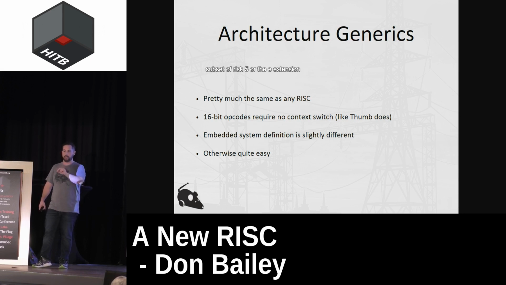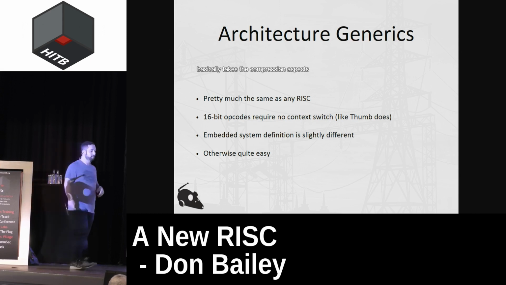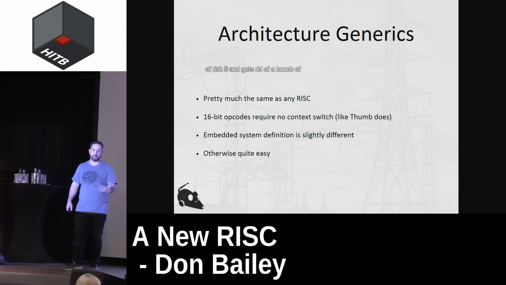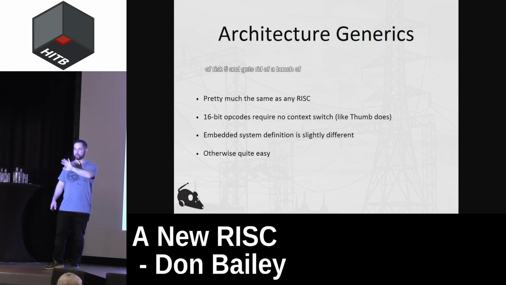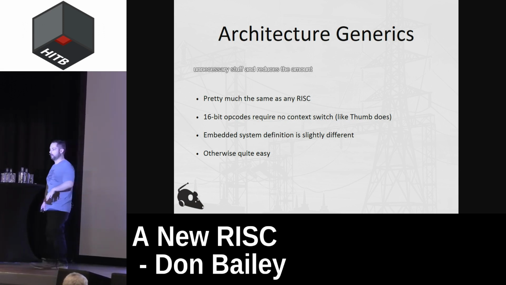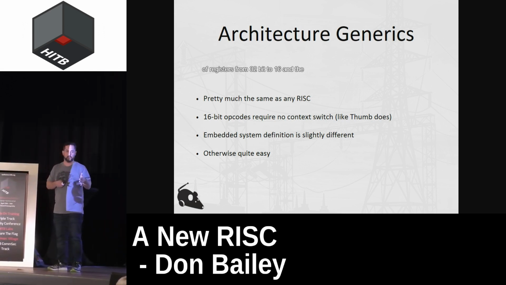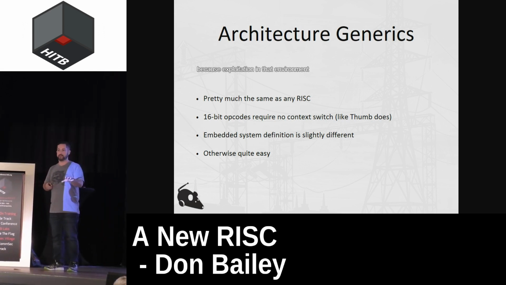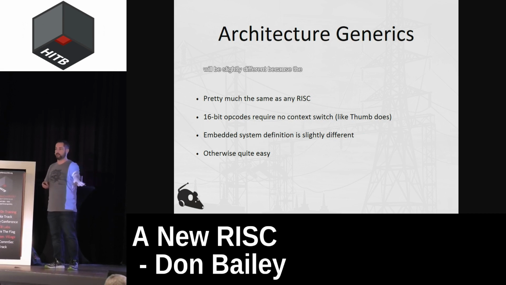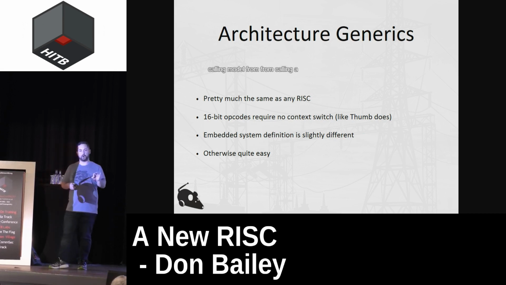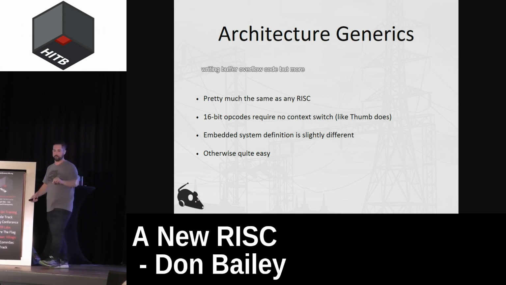So the embedded subset of RISC-V, or the E extension, basically takes the compression aspects of RISC-V and gets rid of a bunch of unnecessary stuff and reduces the number of registers from 32 to 16. The reason I want to mention that is because exploitation in that environment will be slightly different, because the calling model from one function to another is slightly different if you're writing buffer overflow code.